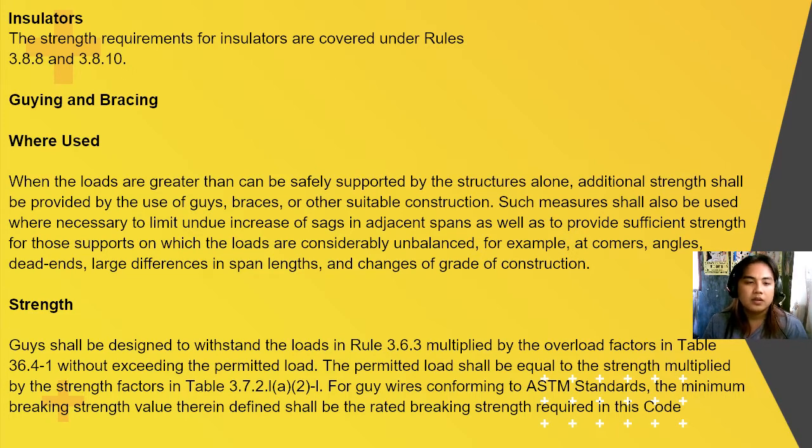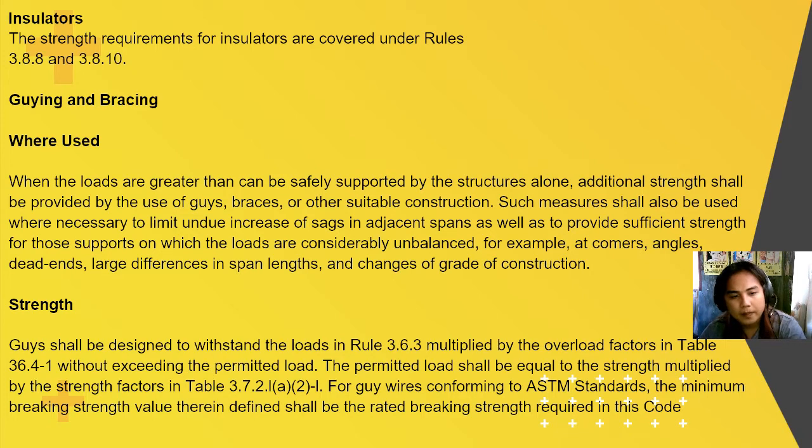So where is this used? When the loads are greater than can be safely supported by the structures alone, additional strength shall be provided by the use of guys, braces, or other suitable construction. Such measures shall also be used where necessary to limit undue increase of sags in adjacent spans as well as to provide sufficient strength for those supports on which the loads are considerably unbalanced. For example, corners, angles, dead ends, large differences in span length, and changes of grade of construction.